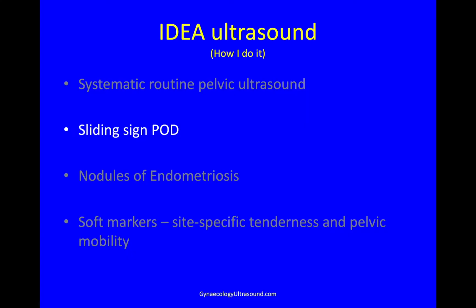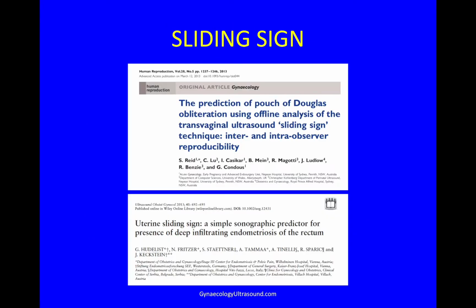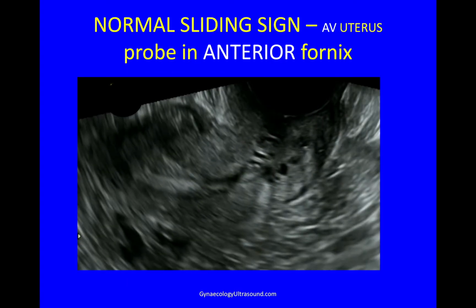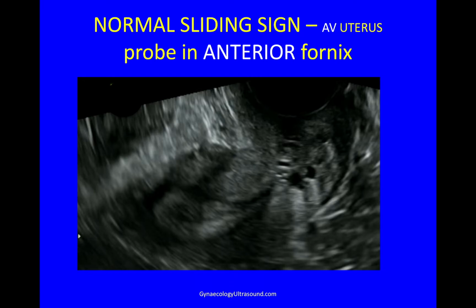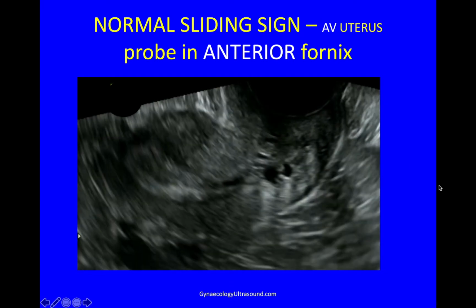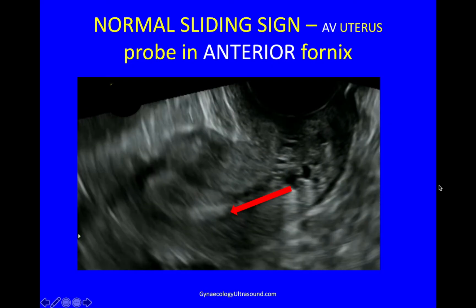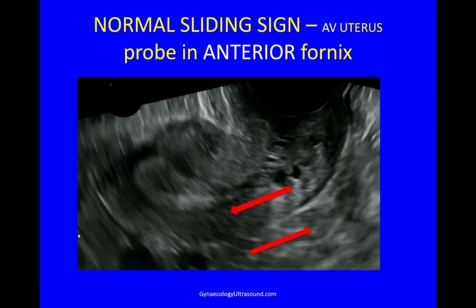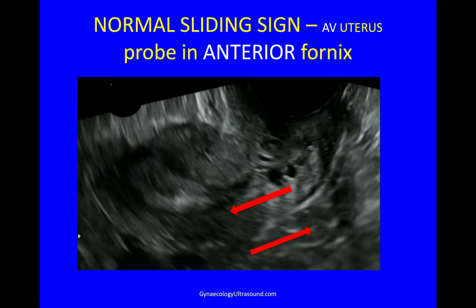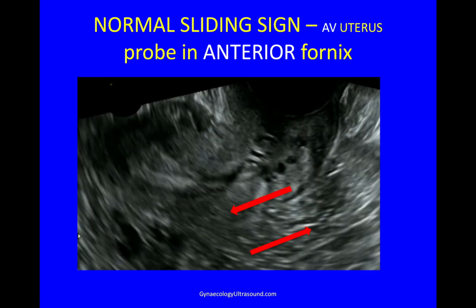So having done a systematic routine scan, I then look for the sliding sign. This was published by various authors in 2013, and it's a really good addition to a routine scan. This is an anteverted uterus. My probe is in the anterior fornix, and you can see how beautifully the uterus moves. The uterus moves one way, and all of the bowel behind the uterus moves the other way. So the bowel is freely mobile on the back of the uterus, and this is a normal sliding sign.